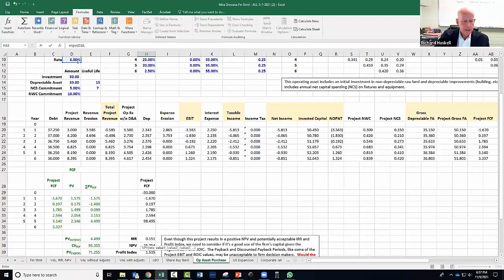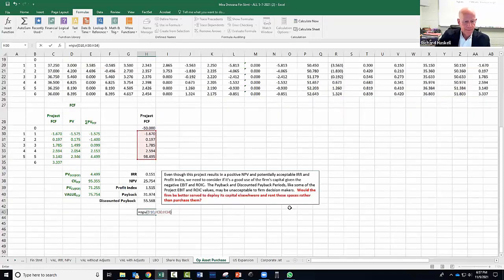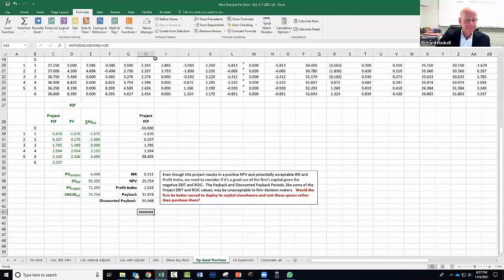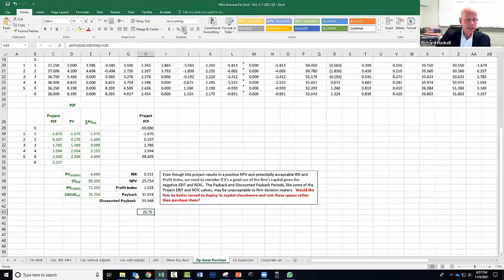Now, comma, we're going to pick up the cash flow starting at time one, and then we're going to close the parenthesis, and then we're going to add the cash flow at time zero, and we're adding a negative value such that we get a number that is very recognizable.